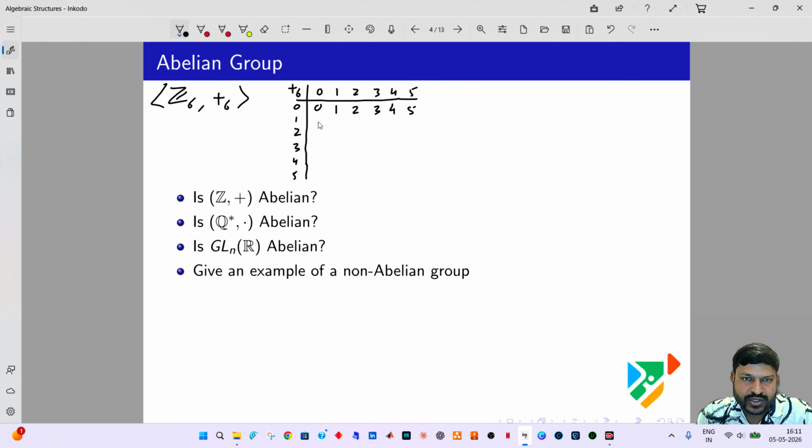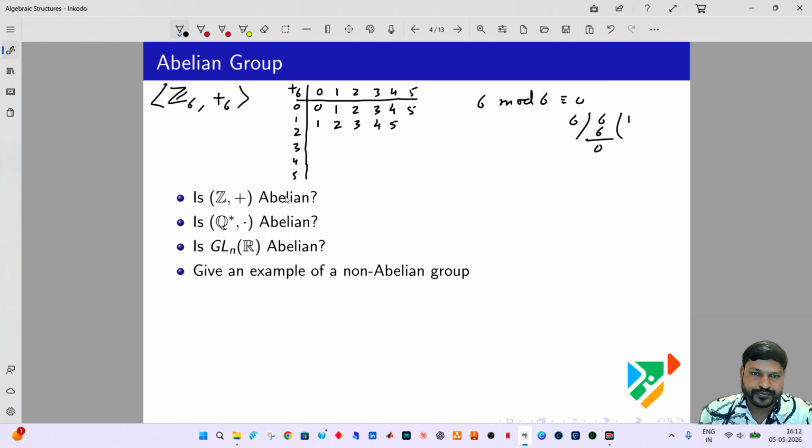Similarly, 1 plus 0 is 1. 1 plus 1 is 2. 1 plus 2 is 3. 1 plus 3 is 4. 1 plus 4 is 5. 1 plus 5 is 6. What is 6 modulo 6? It is 0. In other words, you put the 6 here and you divide it by this. So 6 times 1 is going to give you 6, and the remainder is going to be 0. So here you will get the entry 0.